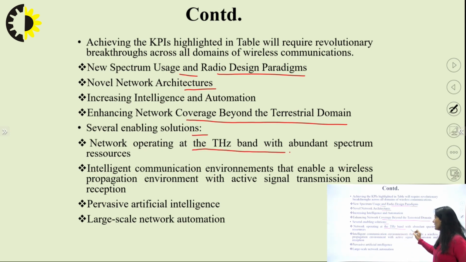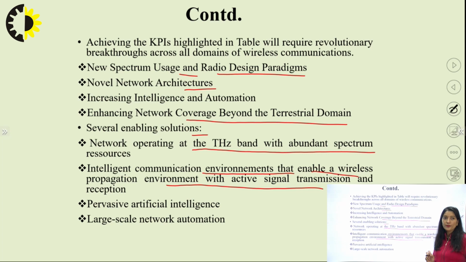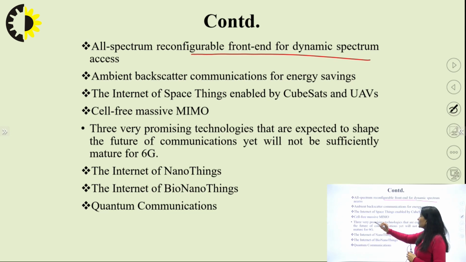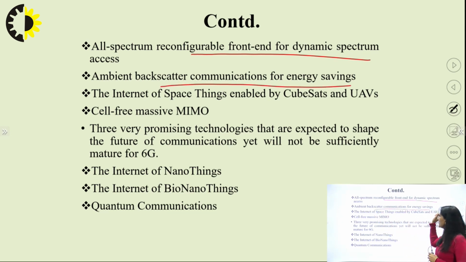Network operating at terahertz band with abundant spectrum resources, intelligent communication environments that enable a wireless propagation environment with active signal transmission and reception, pervasive artificial intelligence, that is AI, large scale network automation. So these are the enabling solutions of 6th generation. Reconfigurable front end for dynamic spectrum access, ambient backscatter communication for energy savings, Internet of Space Things.